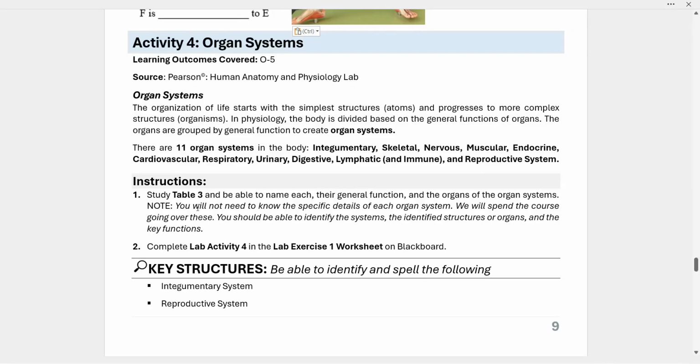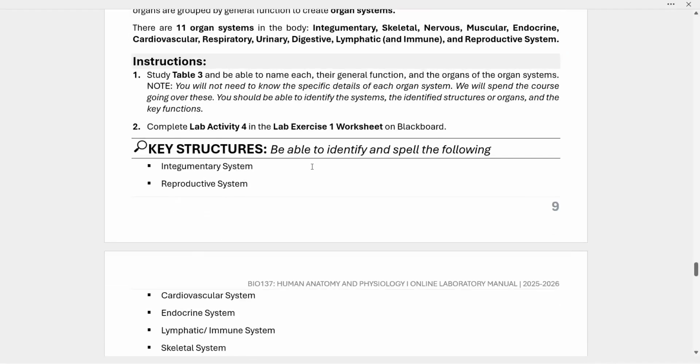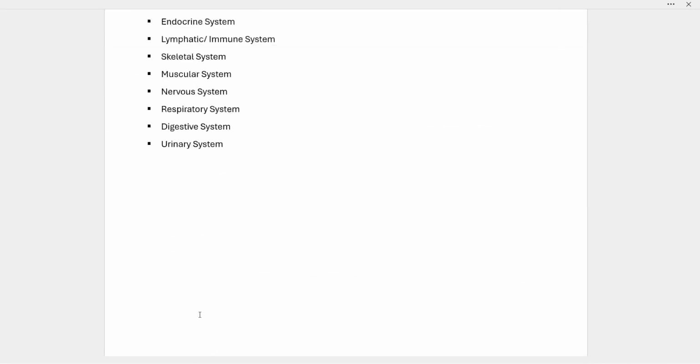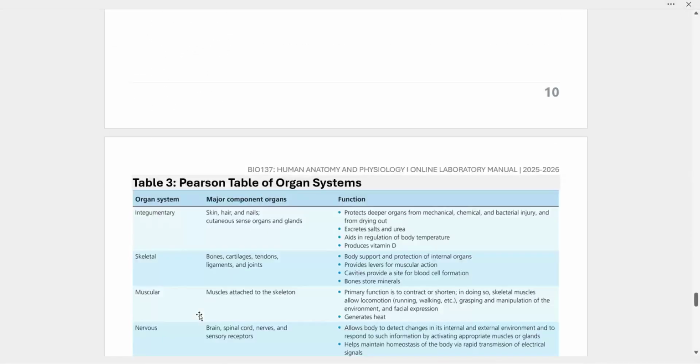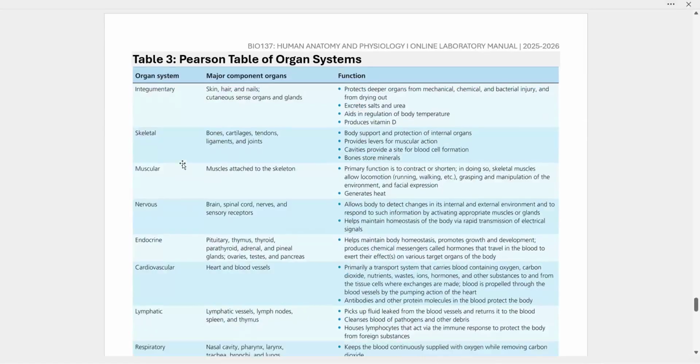For this lab, you don't need to know all the details of all that because we're going to go through each one individually as we go through the semester, but this is the overview so that you know a little bit about each one. Be able to identify and spell the following. These are all the system names, and then what is in those systems. This chart here gives you the answer.